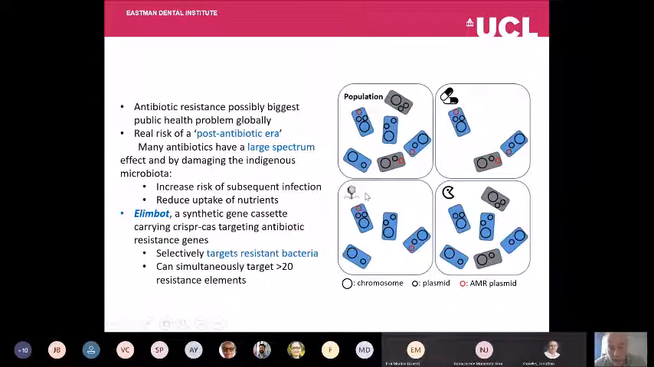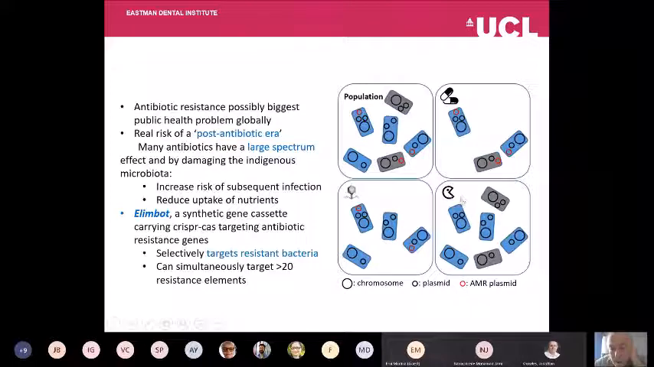And people have tried using phage and various things to target antibiotic resistance genes and get rid of antibiotic resistance. But the problem with phage is that they're very specific to certain types of bacteria, which in some circumstances is good because you don't damage the normal microbiota. But we're trying to develop a system which we call a Limbot.